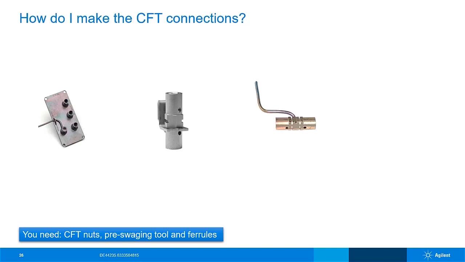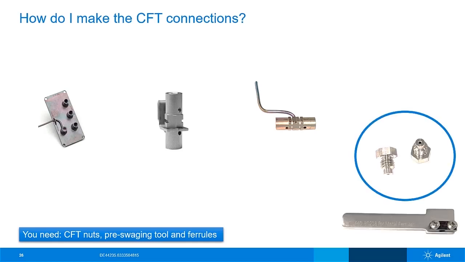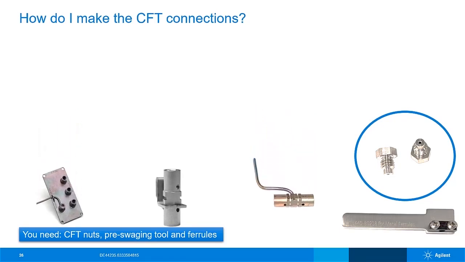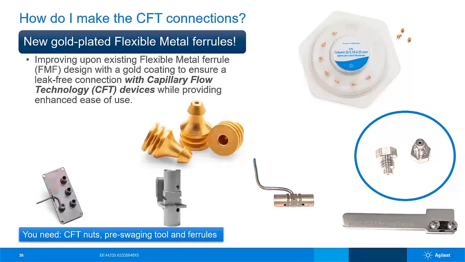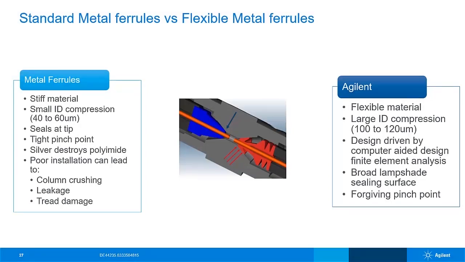Now CFT connections are a little different than our typical inlet and detector connections. CFT devices use special CFT nuts that require pre-swaging, and they also require flexible metal ferrules. So we've improved on these flexible metal ferrules by adding a gold coating to the ferrules. And we wanted to take a few minutes to discuss the benefit of the flexible metal ferrule design compared to the older standard metal ferrule design.